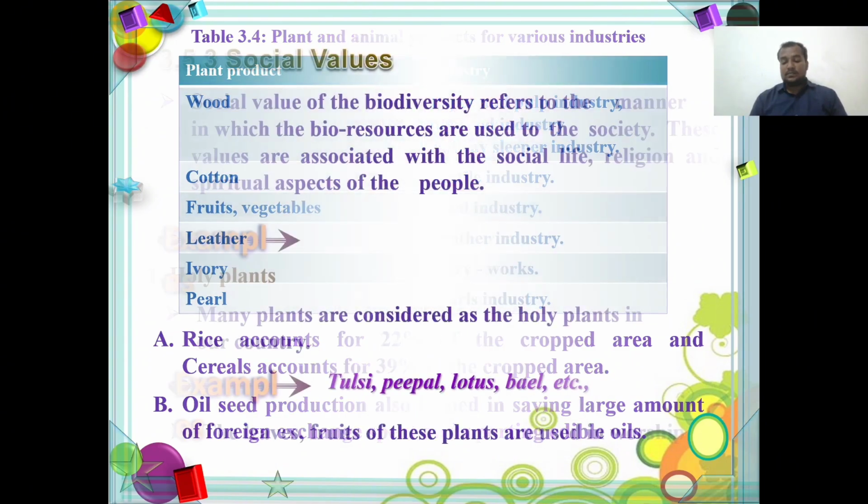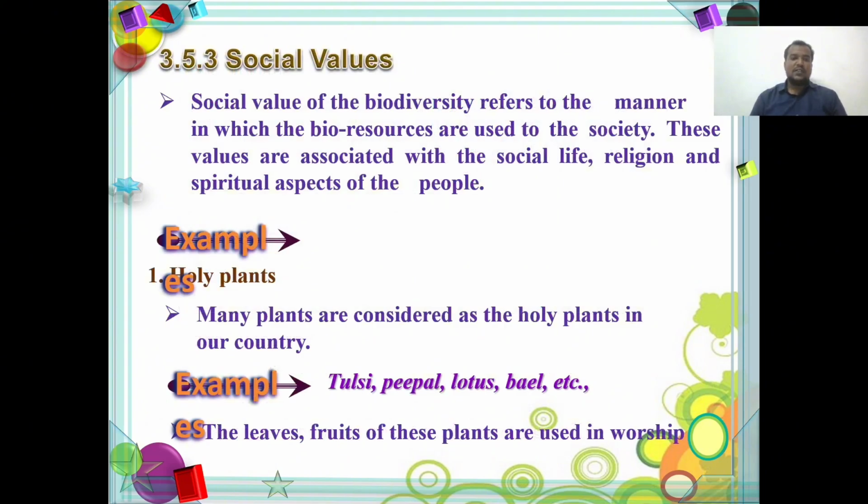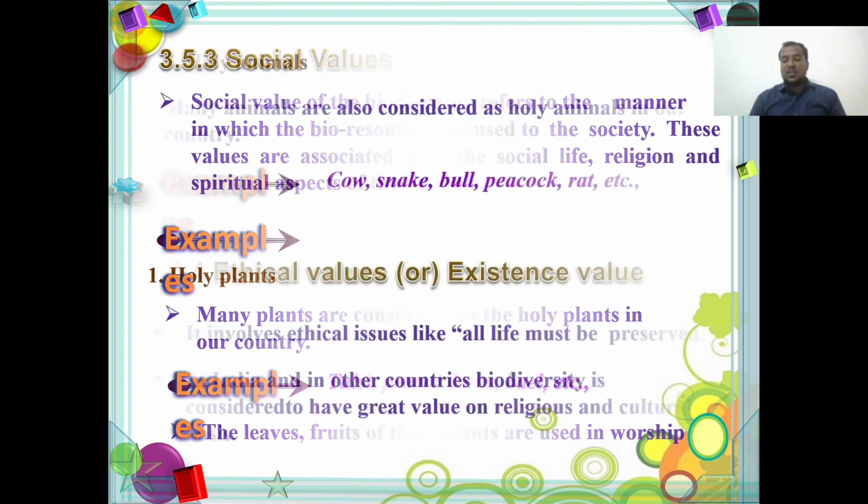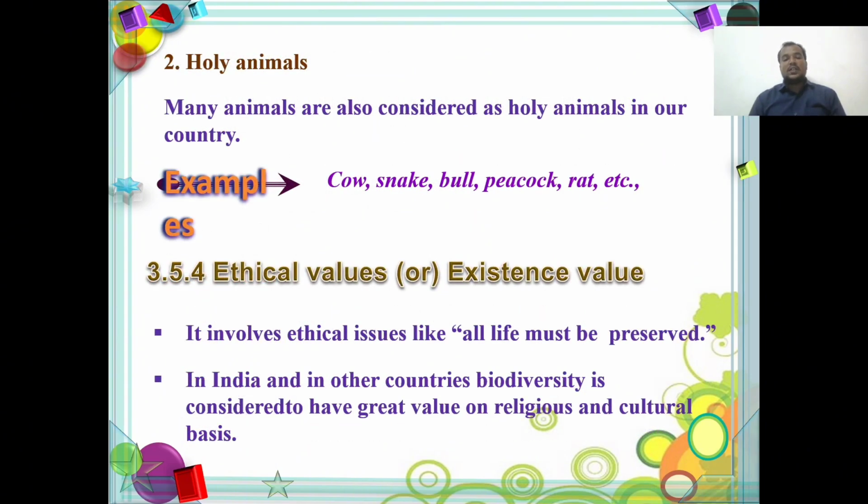Then social values. Social values refer to bioresources used by society. These values are associated with the social life, religion, and spiritual aspects of people. Holy plants like tulasi, peepal and lotus are used as holy plants, and the leaves and fruits of these plants are used in worship during holy times.